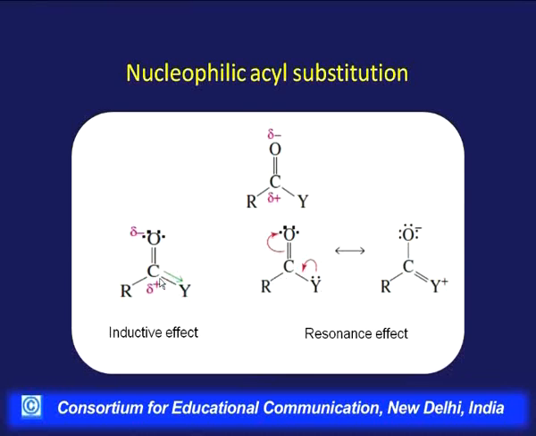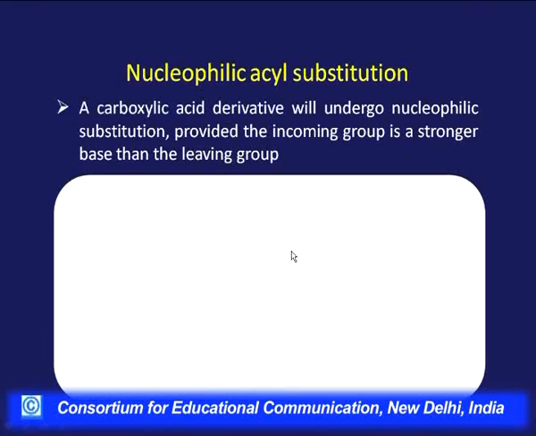And if the nucleophile attacks here and this Y group is substituted, then we call it nucleophilic acyl substitution, because the remaining portion after the loss of this Y group, RCO, is called the acyl group, and then that acyl group is attached to the nucleophilic part that has attacked this molecule. Now, this substitution may occur provided the attacking group is a stronger base than the leaving group.